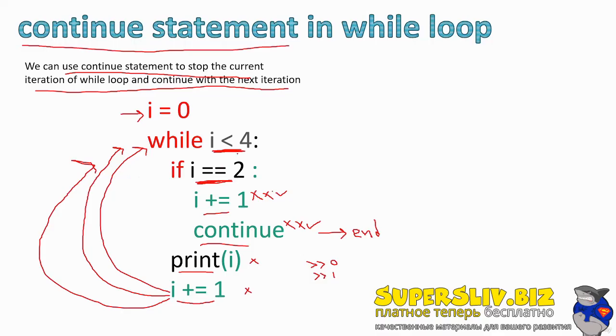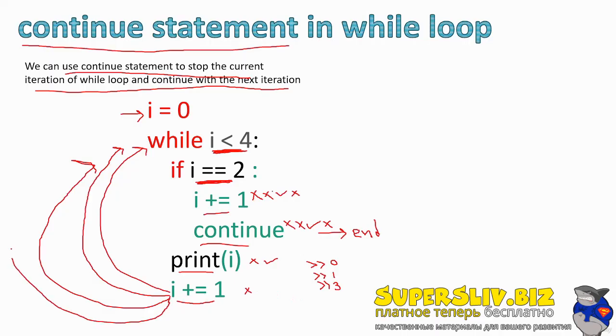Now i is equal to 3. So the condition is still true. i is equal to 3. So this condition is false this time. So these two codes will not be executed this time. It will print i, i is equal to 3 this time. It will add 1 to the i. Now i will be equal to 4.